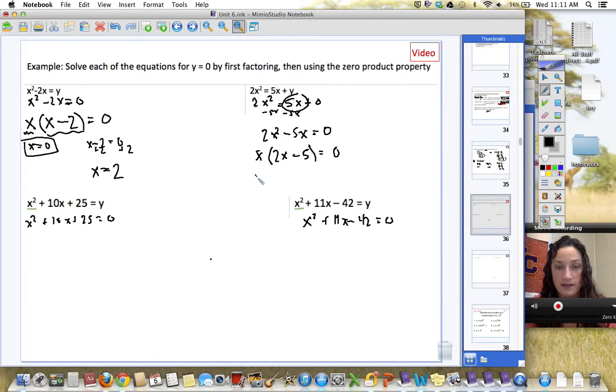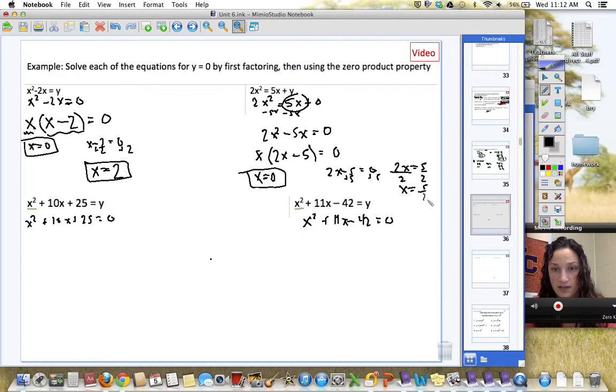So now I have x equal to 0 and 2x minus 5 equal to 0. I should box that one. This one is already done. I don't have to do anything with it. This one I'm going to add 5. I then get 2x equals 5, divide by 2. And then I get x equals 5/2.